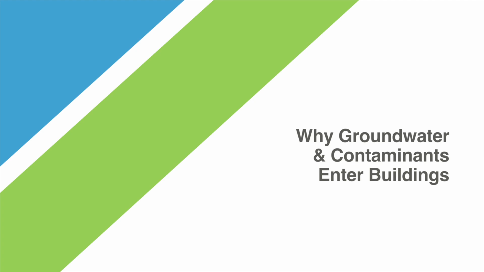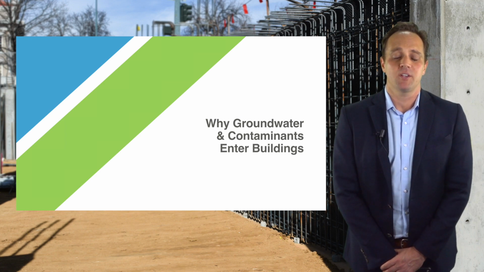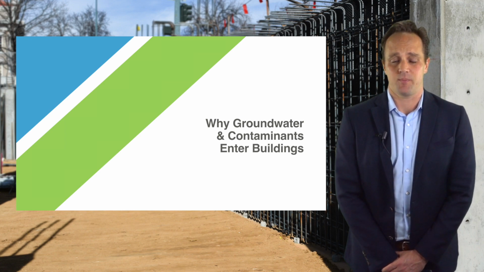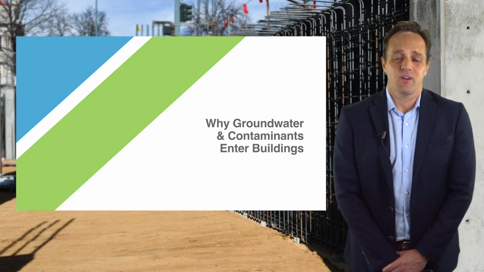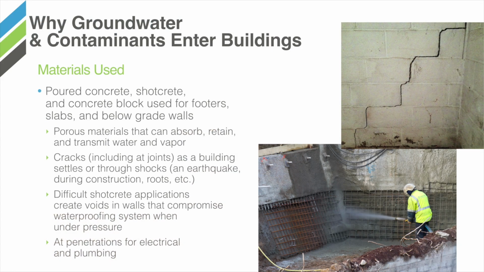So now let's look at why groundwater and contaminants enter buildings. So you might question, why do we need to waterproof? Well, let's first look at the materials that are used to construct buildings. Concrete is most commonly used to construct buildings, and in below-grade environments, most commonly used are cast-in-place concrete as well as shotcrete. These materials are inherently porous and all concrete cracks.